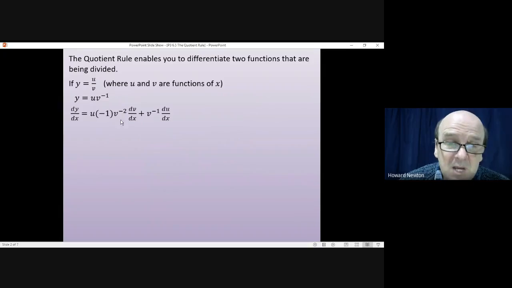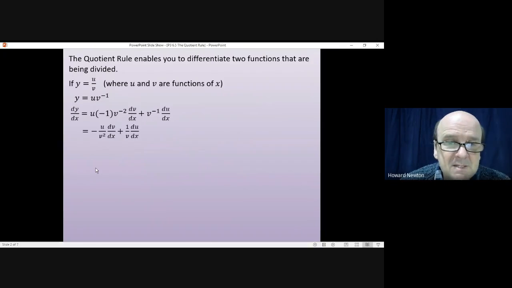And then using the chain rule, we need to remember to differentiate v itself. So that gives us times by dv by dx. And then writing down v to the minus 1 is that, and differentiating the u is just du by dx. That is the differentiation done. We just need to tidy this up a little.